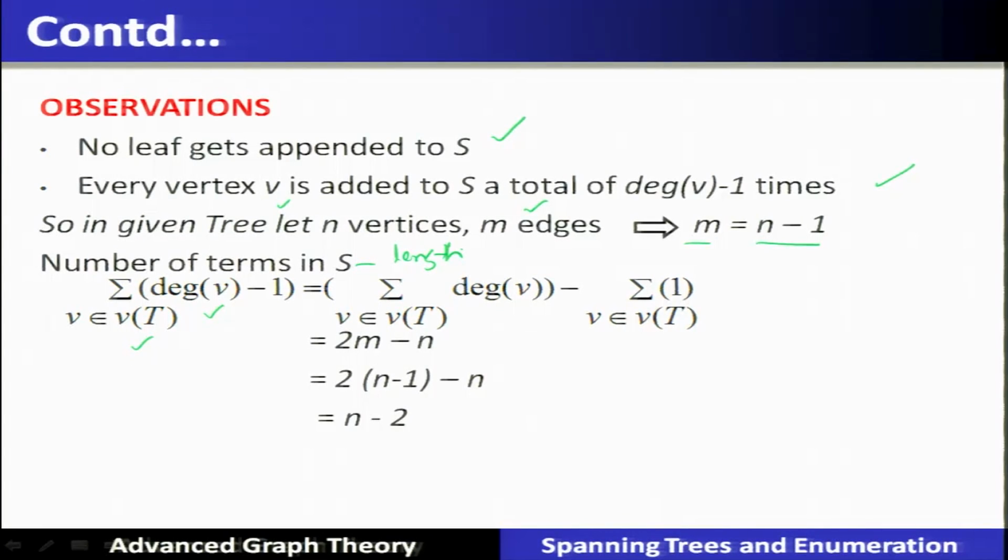So, with this particular summation, if we sum the degrees for all the vertices, this is nothing but the handshaking lemma. This will result in twice the number of edges. Similarly, if we add 1 n times, it will become n. So, 2m, if we substitute the value of m as n minus 1, this will give you the length as n minus 2. So, the length of the Prüfer code is n minus 2, that we have proved.